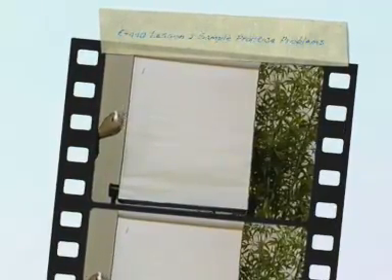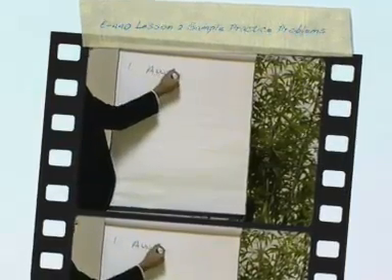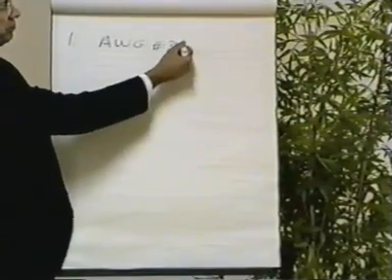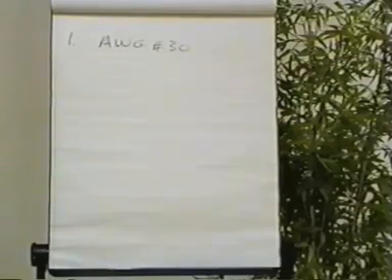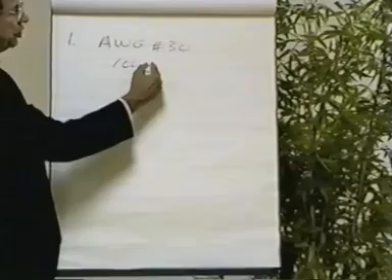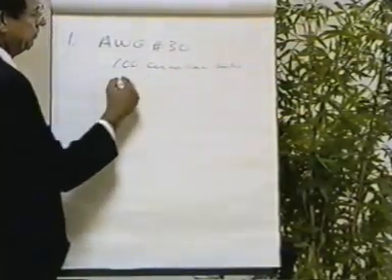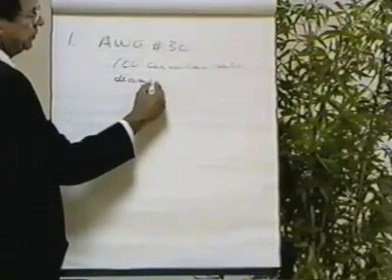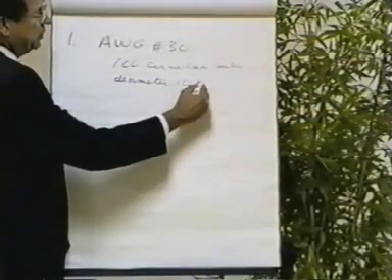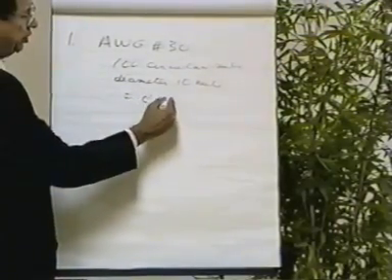Problem number 1 involves a piece of nichrome wire, AWG number 30, which, as we saw earlier, just specifies the cross-section area of the wire. And AWG number 30 has 100 circular mils, which means that the diameter is actually 10 mils, which is equal to 0.01 inches.